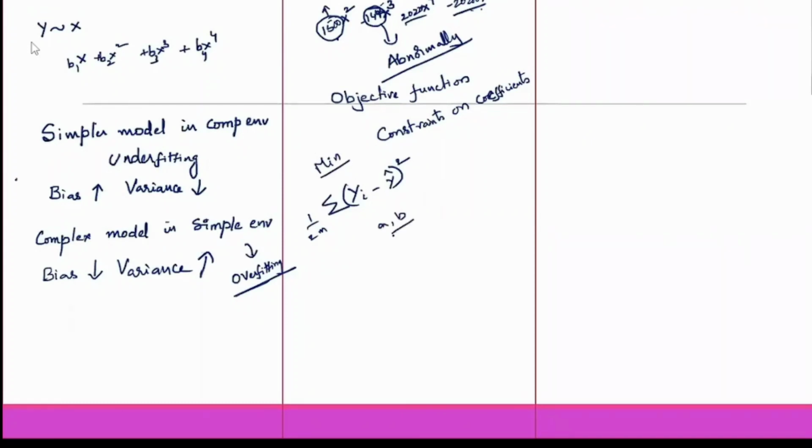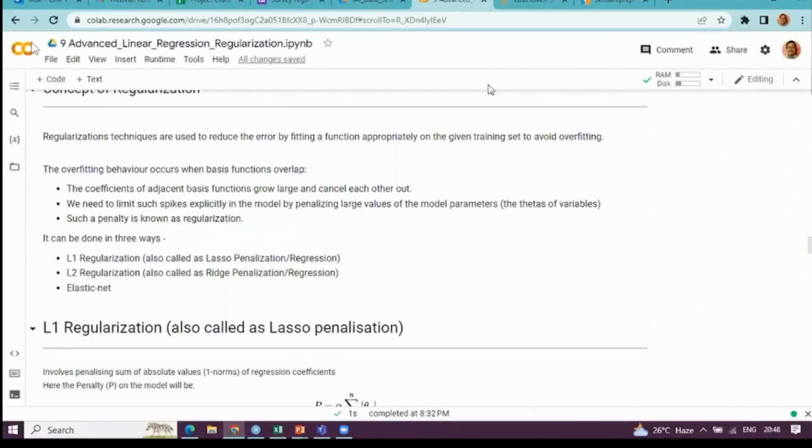So now we go one extra step and say, along with this, minimize something relating to the coefficients also. So my coefficient should not go exceptionally larger. My adjacent coefficient should not grow exceptionally larger. So penalize the coefficients if they are growing exceptionally larger. And that is what is a regularization. So we need to limit such spikes explicitly.